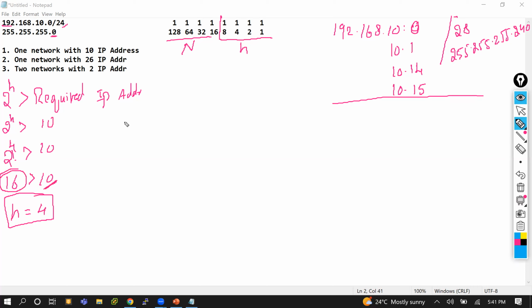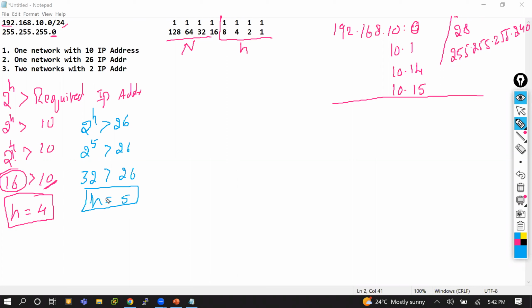Okay. Next. So now the next one is 26 IP addresses. So 2 to the power of h greater than 26. Okay. Now what is the 2 to the power of h value? 2 to the power of 5 is how much? 32 IP addresses, greater than 26. What is the h value? The h value is 5.